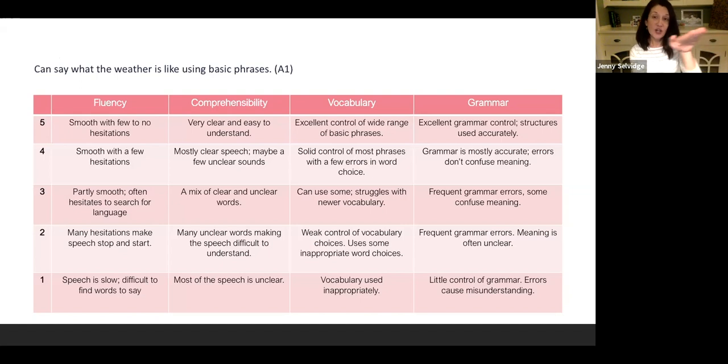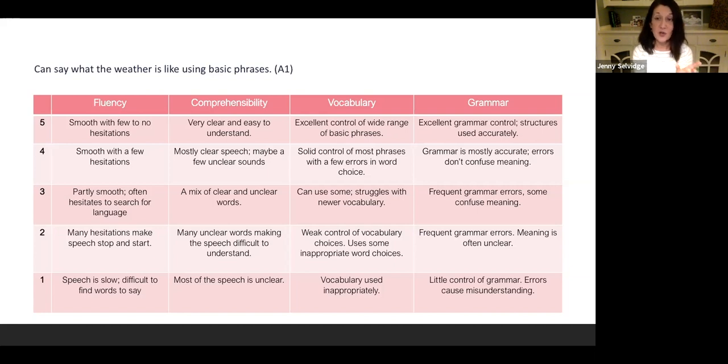So if you look across the board, fluency is smooth with few hesitations. It's very comprehensible, very clear and easy to understand. Excellent control of a wide range of basic phrases. Excellent grammar control. Structures are used accurately. And then it goes down. I mean, 3 is in the middle, it's pretty average, and then we get down to 1, which is they're really struggling. This PowerPoint will be posted later, so you can go back and read all of these things.